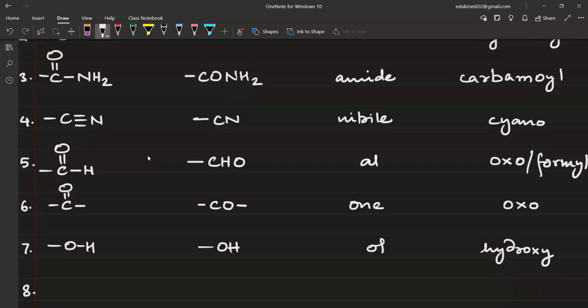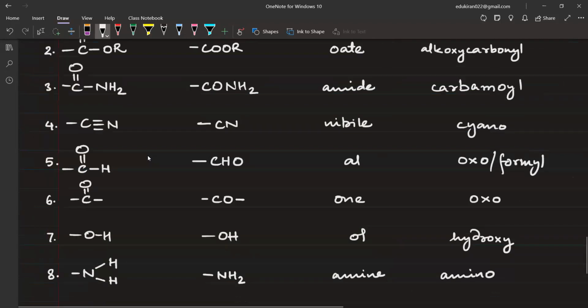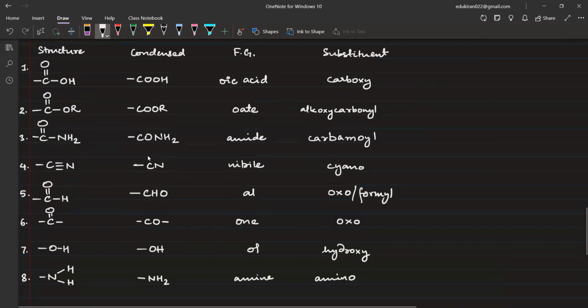Similarly, in the eighth one, it is going to be NH2, this nitrogen with 2 hydrogen atoms attached to it. This will be NH2. This is amine. If it is acting as a functional group, if it is acting as a substituent, it is going to be amino. Please write this down. Let me know once you're done.